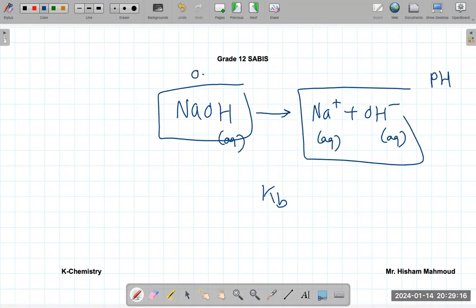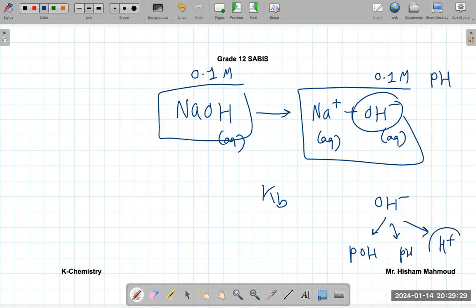So you know that if you have 0.1 molar of NaOH, you have 0.1 molar of OH minus. And if you have OH minus, you can find whatever you want. You can find the pOH, you can find the pH, you can find the H plus, or you can keep shifting between these three.